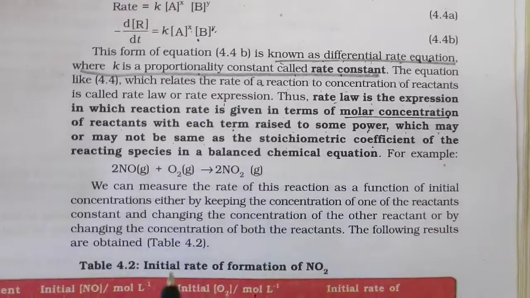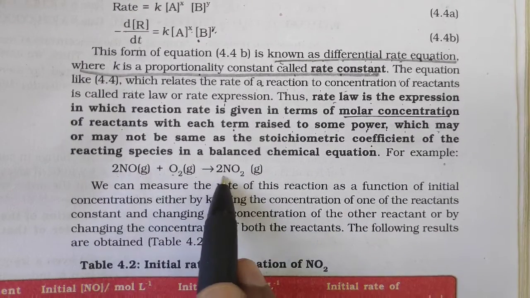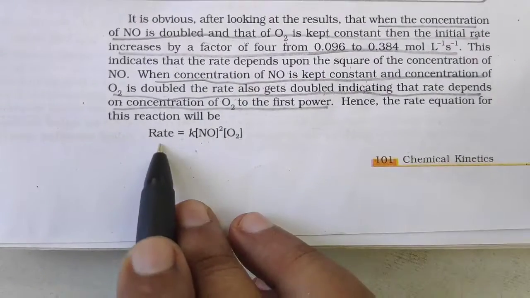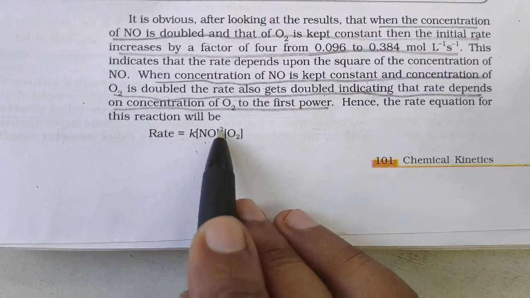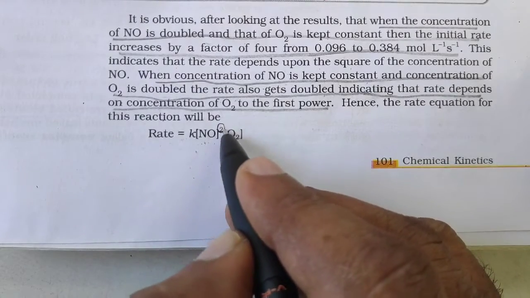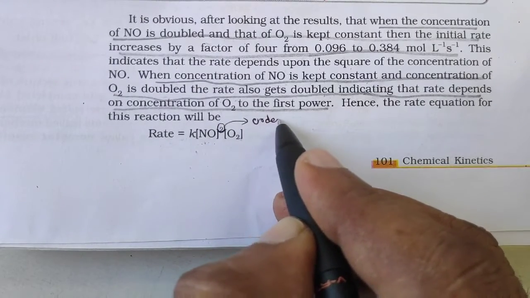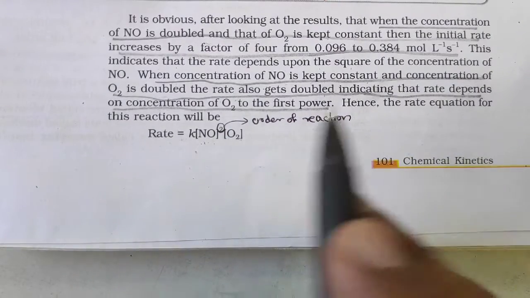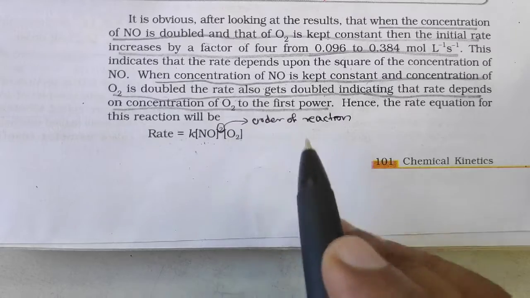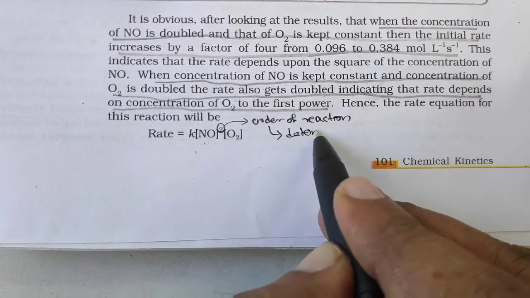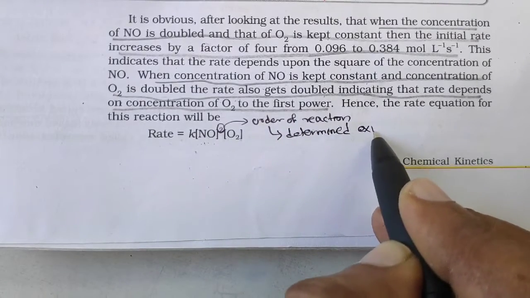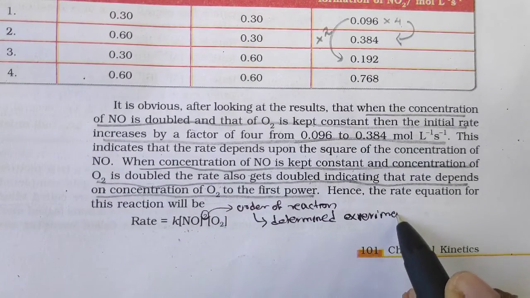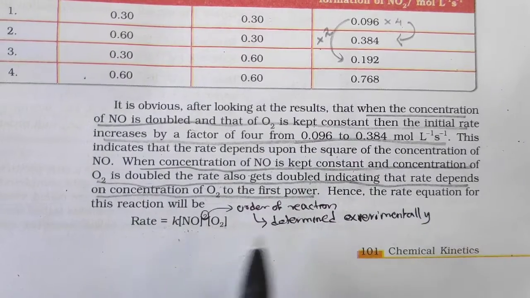Understood? Now if you want to understand, we will take this example: 2NO plus O2 gives 2NO2. When I write the rate of this reaction, you can see here, rate is equal to K into the concentration of NO raised to 2. So what is this 2 here? This 2 is the order of reaction. Don't take it as the stoichiometric coefficient. Sometimes it may be the same, but actually this order of reaction is determined experimentally. Clear? So always remember this part.